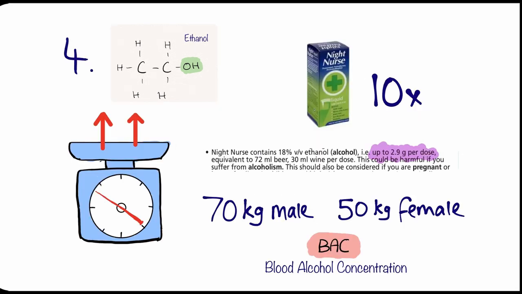Scenario 4. Liquid medicines that are not necessary for your health that contain higher amounts of ethanol. This will vary depending on the medicine, and it is important to look at the PIL. For example, Night Nurse solution contains 2.9 grams of ethanol per dose. This is equivalent to 72 ml of beer and 30 ml of wine. The effect of this amount of ethanol will vary depending on many different factors. At this level, it will not intoxicate you.